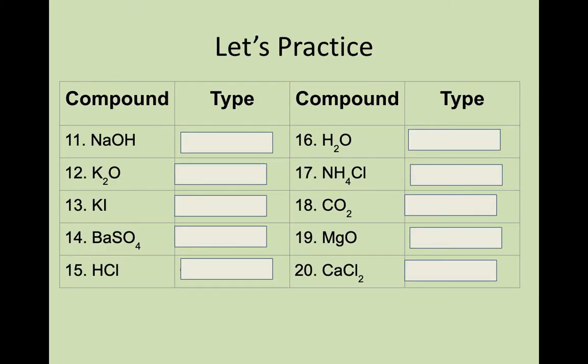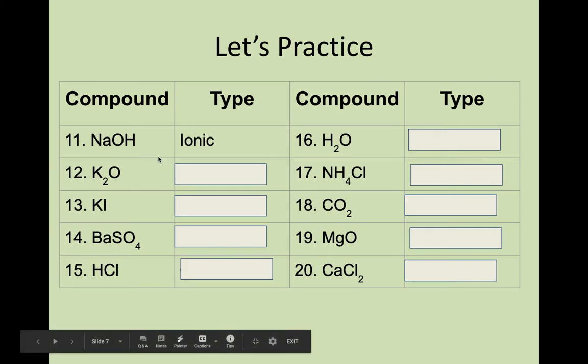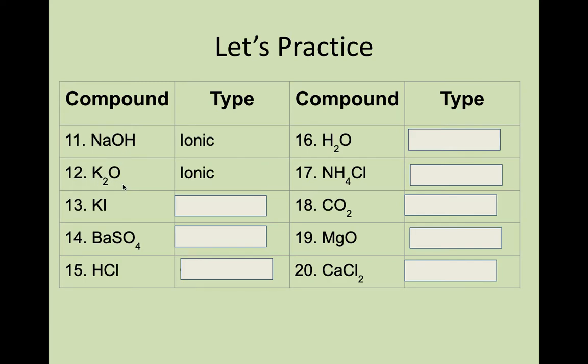All right, hopefully now you paused the video and tried these, identifying ionic or covalent, so let's go through the answers. NaOH is ionic. Na is your metal, so as soon as you have a metal, it's ionic. What about K2O? It is ionic. Potassium is a metal.